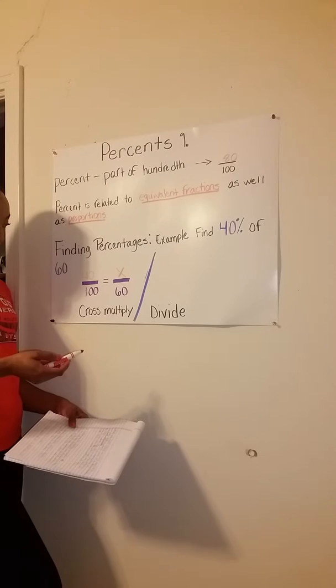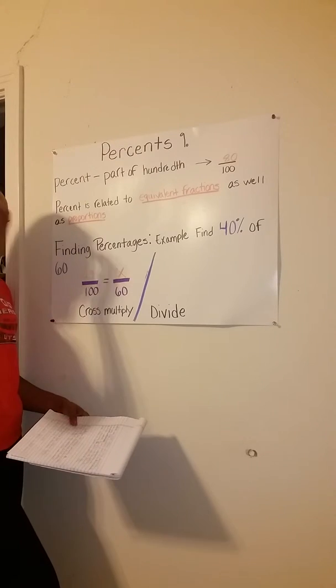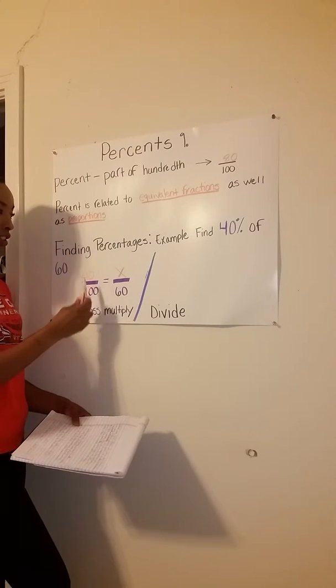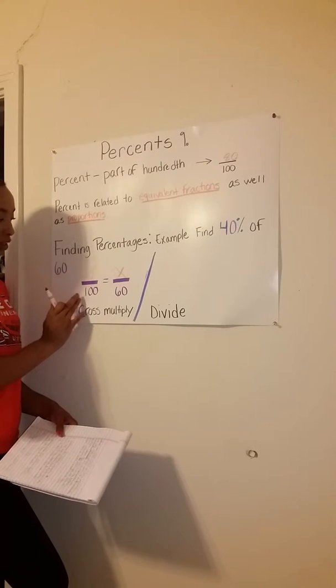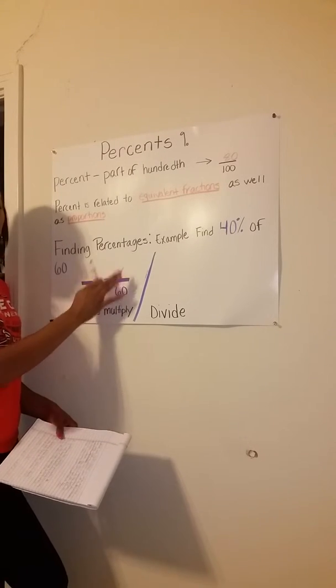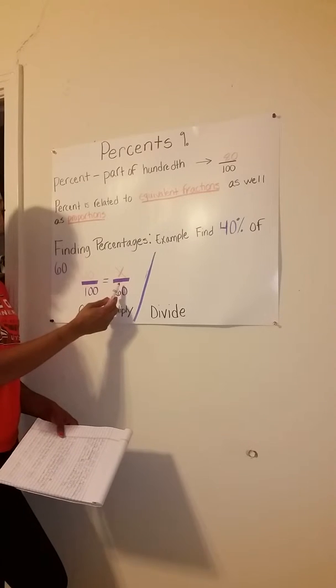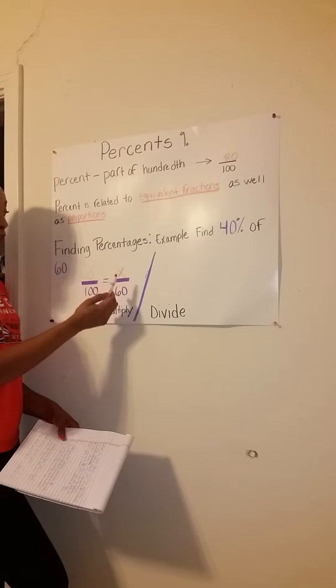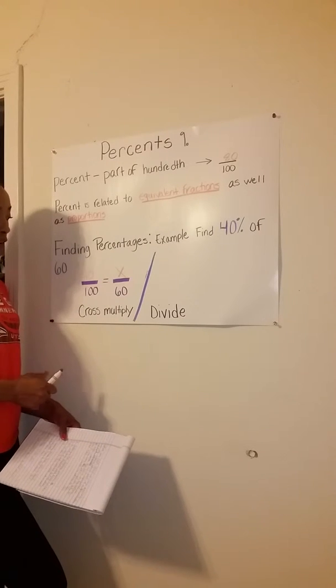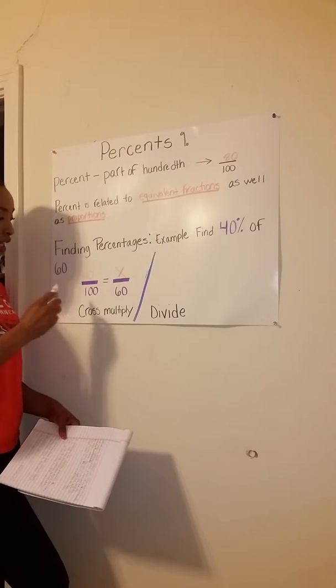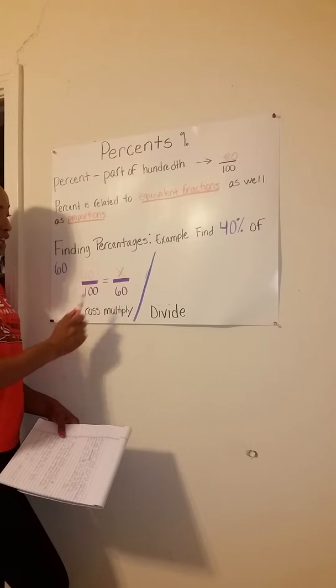Now, to solve the problem, the first step, of course, is using the information we have and creating our two fractions or ratios. So we have 40 over 100, X over 60. We're solving for X because we want to find out what 40% of 60 is. We want to find out what this number is. So the first thing you want to do, after you get your fractions, is cross multiply.